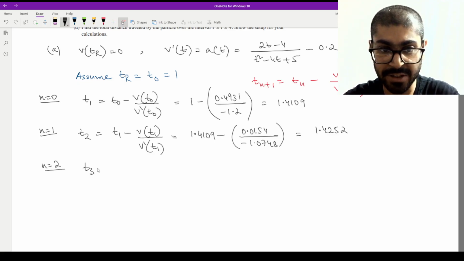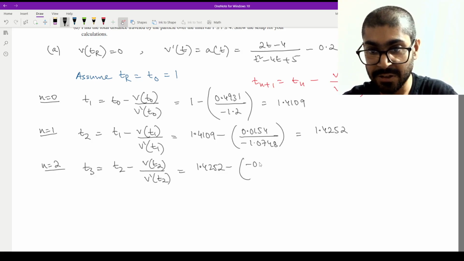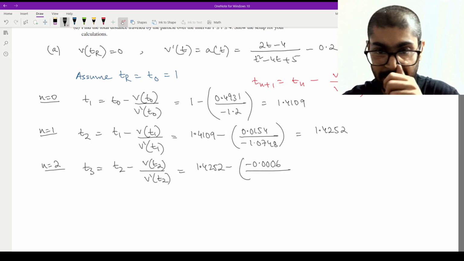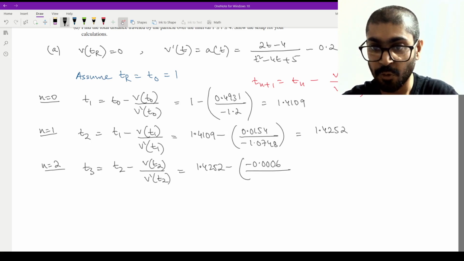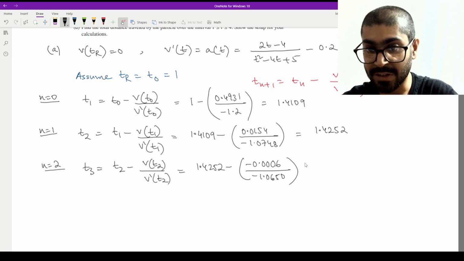That would give us the third approximation, T3 equal to T2 minus V(T2) divided by V'(T2). Now this is equal to 1.4252 minus, now this value V(T2) would give us minus 0.00006. Alright, so very small value, and V'(T2) will give you minus 1.0650. Now this value will turn out to be 1.4258.